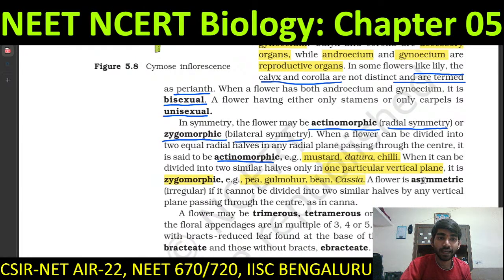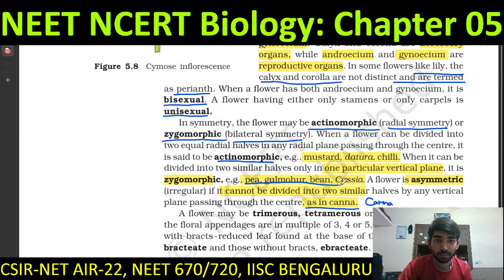And a flower is asymmetric when it cannot be divided into two equal halves by any vertical plane. And here the example is canna. So remember the example for asymmetric flower as well. This is canna.